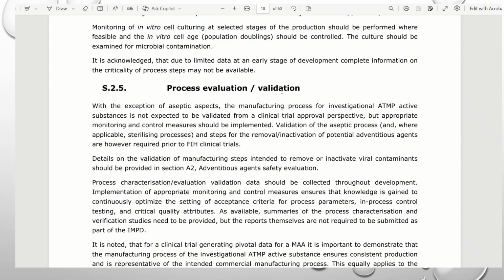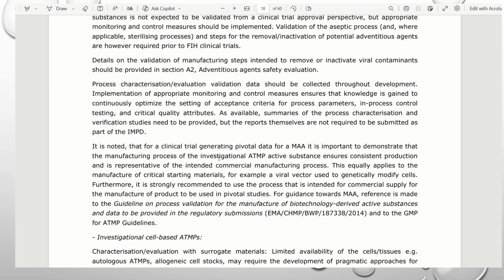Process evaluation and validation. Aseptic manufacturing has to be validated. You have to validate them, but for investigational ATMPs that are going to be used in clinical trials, you don't have to do a full validation. You just need to do a process evaluation to show that you have specifically characterized your manufacturing process, that this manufacturing process can consistently manufacture to a required quality, and that the product is manufactured in alignment to or according to the principles of good manufacturing practice for ATMPs.